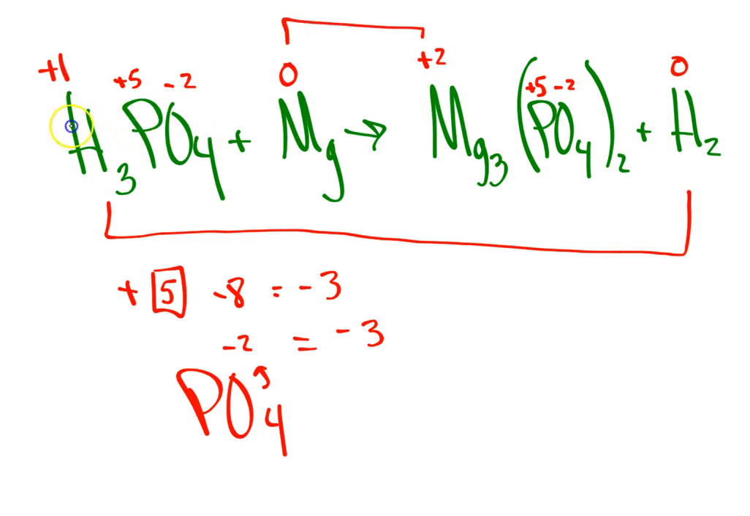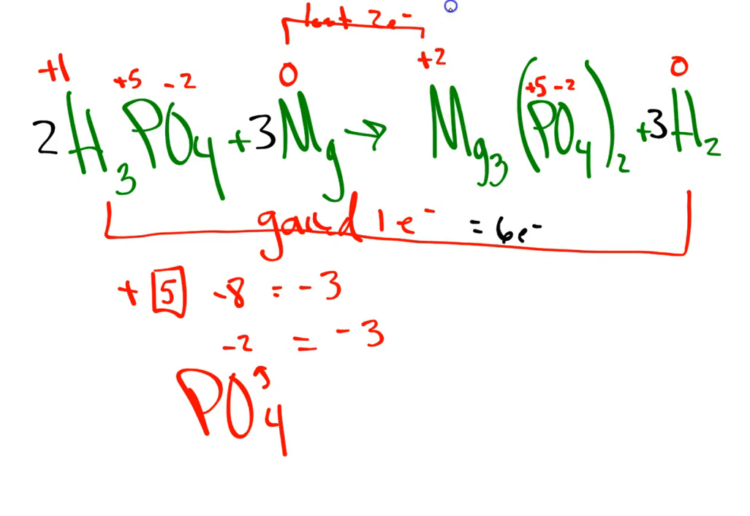Hydrogen went from +1 to 0, so it became closer to negative, which means it gained electrons, and it gained 1 here, right? Sort of. And then this one became more positive, so it lost 2 electrons. When you balance this out, you have 3 Mgs, so you better put a 3 right there, right? You have 2 PO4s, so you better put a 2 right there. That makes 6 H's, so you better put a 3 right there. When you balance all this out, they both equal 6 electrons transferred.